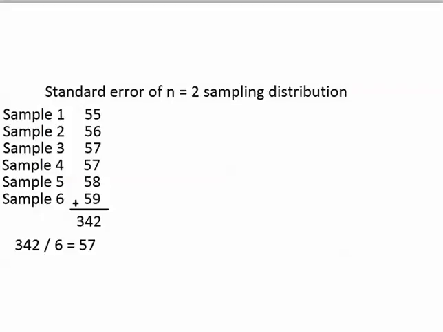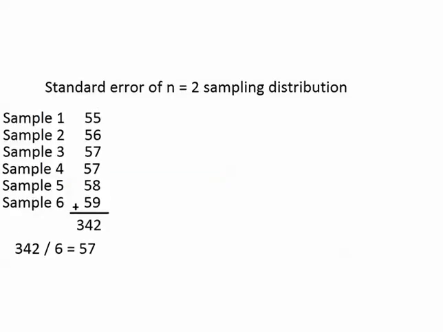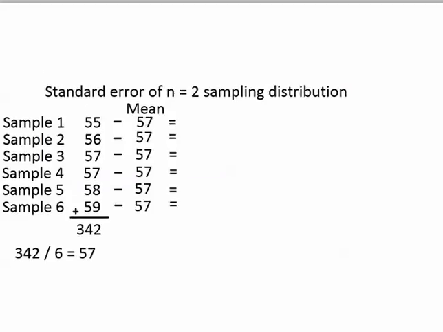The second step in calculating a standard deviation is to subtract each value by the mean. That's what we'll do right here. So we're just subtracting each value in our sampling distribution by the mean of 57. And this will give us deviations. 55 minus 57 is negative 2. 56 minus 57 is negative 1. These two equal 0. 58 minus 57 is 1, and 59 minus 57 is 2.